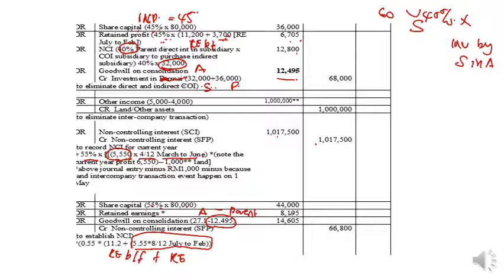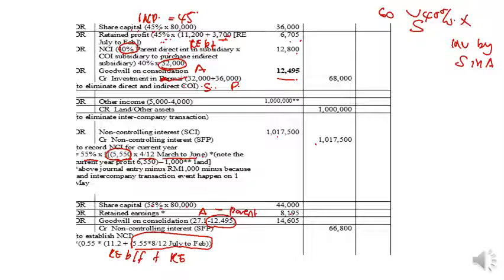Okay, other income here is to record the URP for land. So there will be other income, credit land. And then for the share of the profit, NCI has 55%. So 55% times 550, the current year profit, times 4/12. The 4/12 here is a profit from March until June. So you have here 550 times 4/12. This one is from March until June.